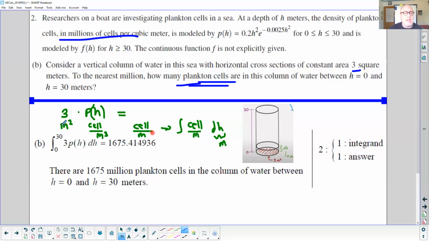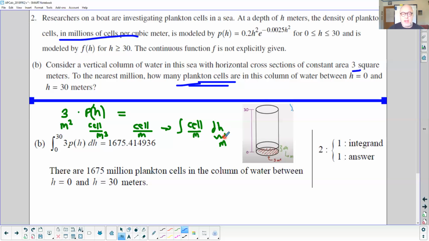Okay, that makes sense. And this P of H is in millions of cells per cubic meter. If I multiply these, I get cells per meter. So cells per meter. But if I integrate that, the DH, the change in this, which you want infinitely small, is also in the units of a meter.